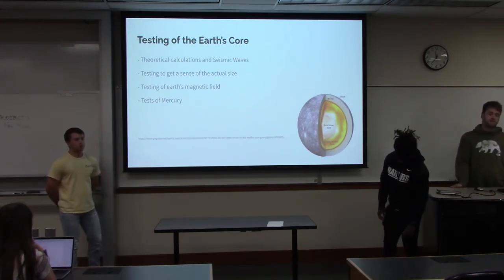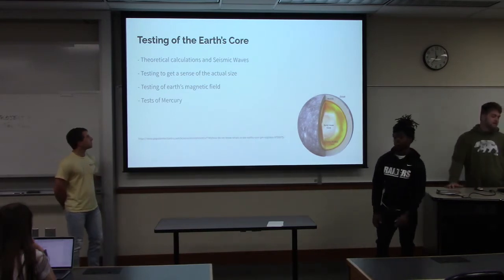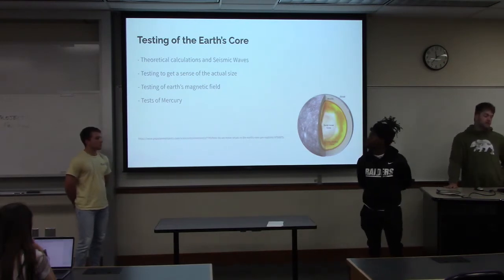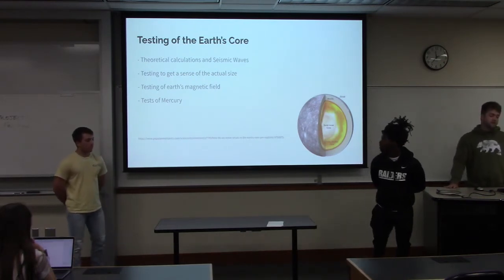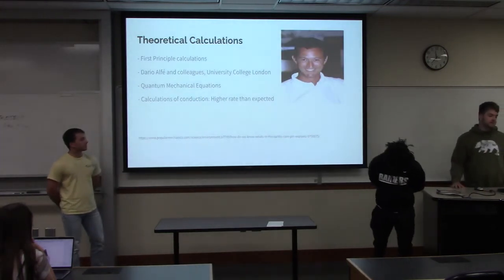And then recent testing and theoretical calculations have shown that there is an Earth's magnetic field, and that's where the compass is coming from and how we get a sense of direction. And then scientists have discovered tests of Mercury and the core and all that, compared to the Earth and other planets. So a little bit about the theoretical calculations.